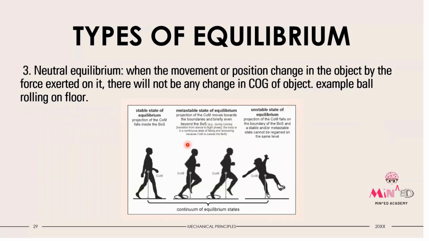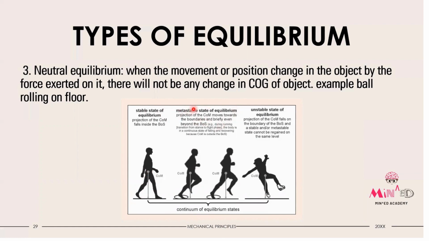So if you see the body, how it affects is: stable state. This diagram shows the stable state of equilibrium. The projection of center of mass falls inside the base of support. You can see when we are walking, center of mass is inside the base of support. So what happens here? It will be stable equilibrium.